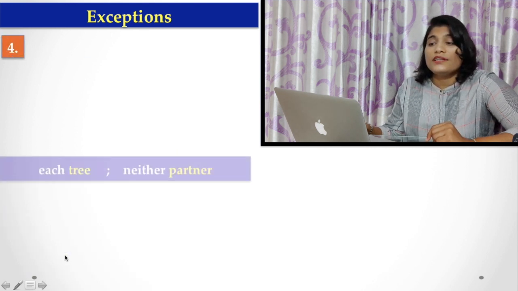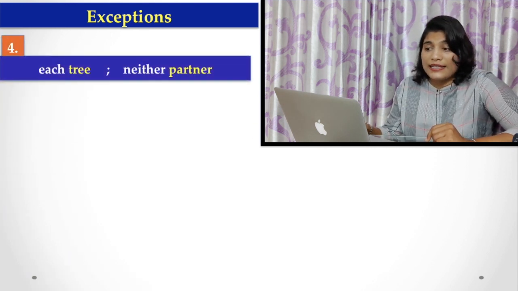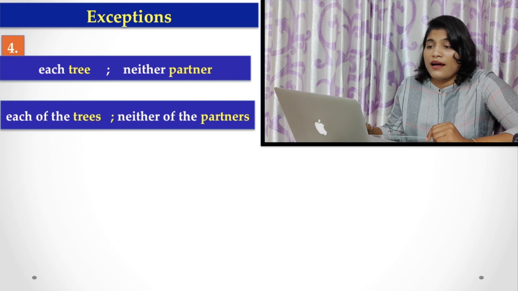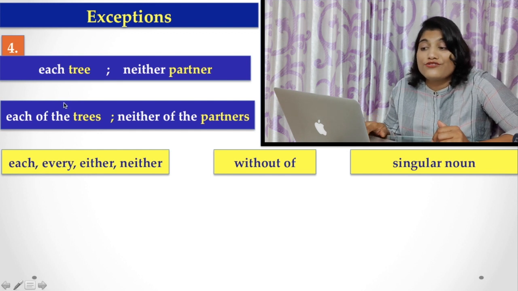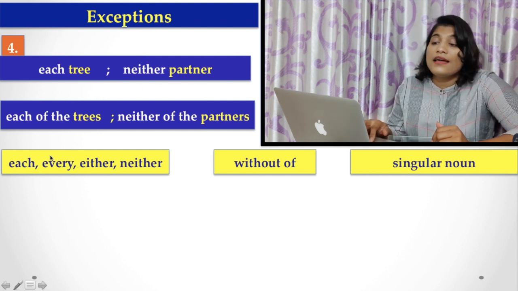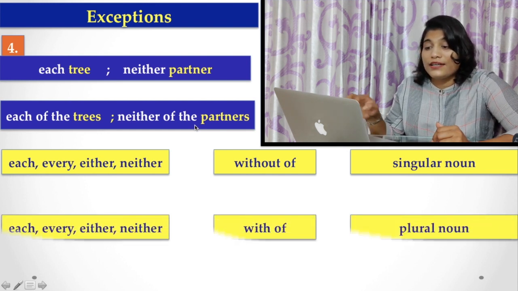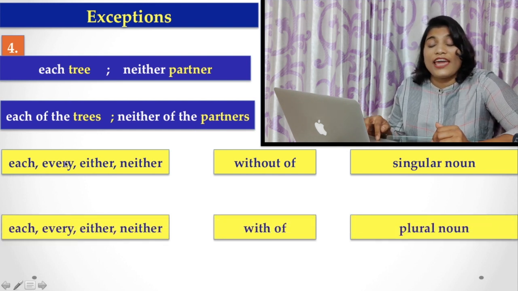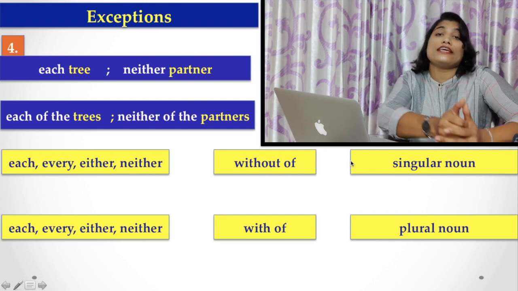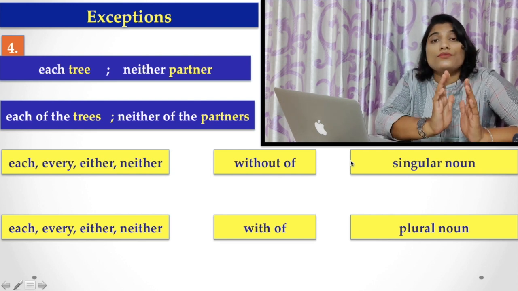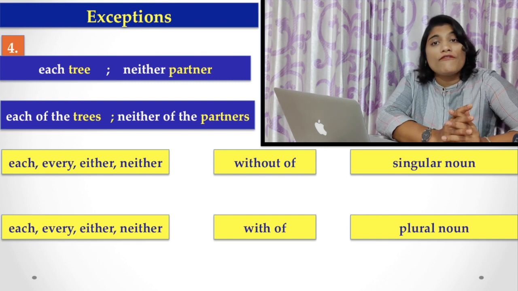Now, the fourth exception. Here I have given two examples first, and then I am going to tell you the rule. Each tree, neither partner, each of the trees, neither of the partners. What is the rule? When each, every, either, and neither are used with a singular noun, you do not have to use of with them.